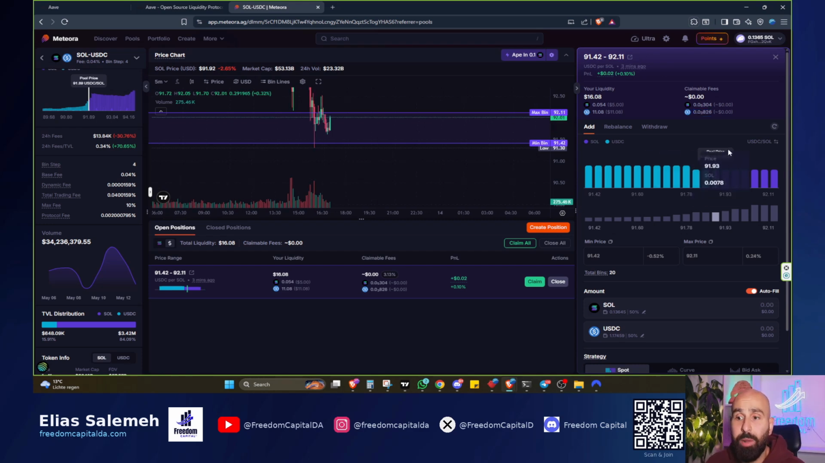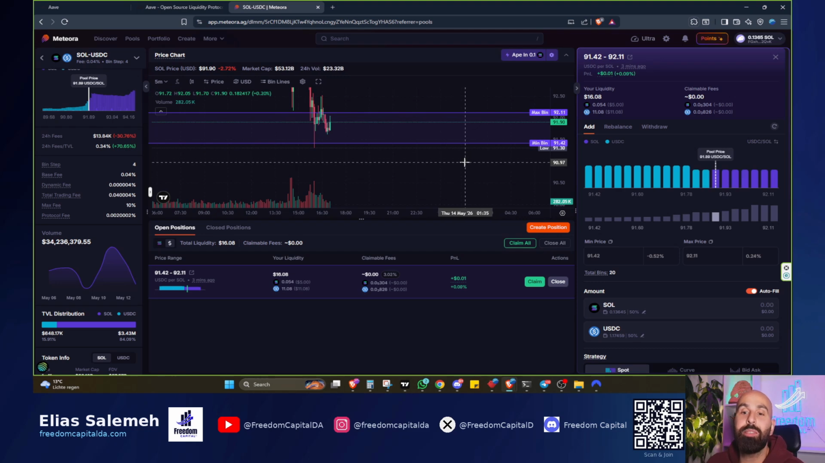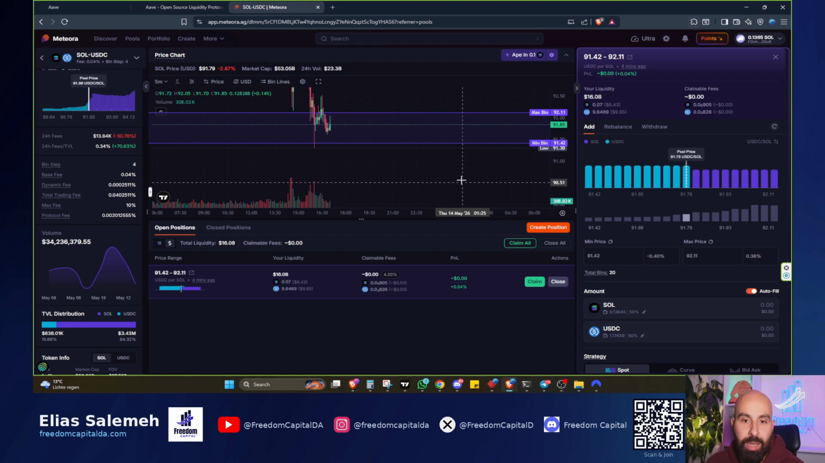Now, what happens if the price goes outside of your price range? If it goes outside of your price range, then your liquidity stops accruing fees. You just have liquidity sitting there idle, not doing anything. I will give it some time to see if the price will jump outside of the liquidity zone that I have deployed all my tokens in. So I can just show you the example.